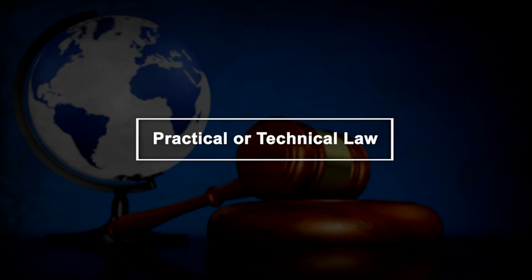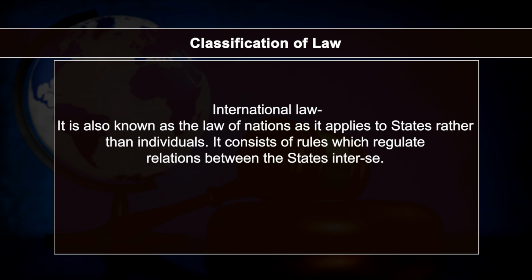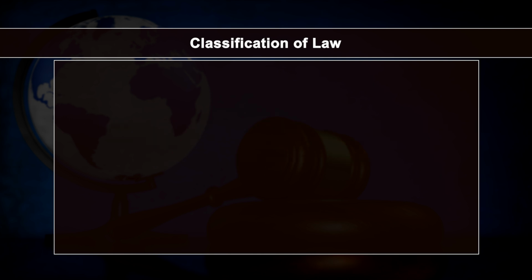Practical or technical law. Practical laws are the rules meant for a particular field of human activity. Moving further, international law. It is also known as the law of nations as it applies to states rather than individuals. It consists of rules which regulate relations between the states inter se.